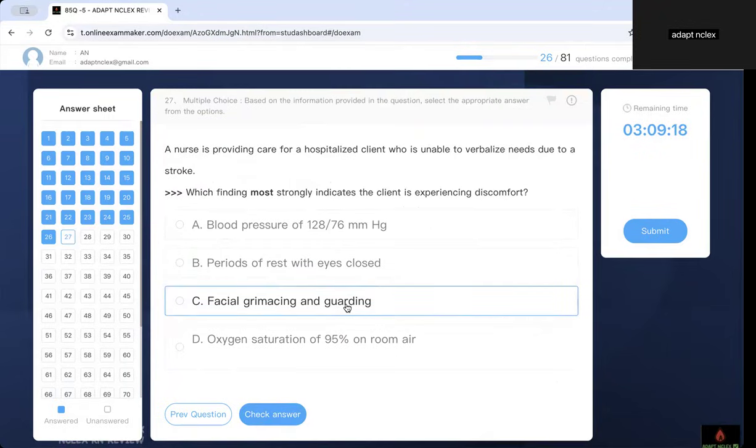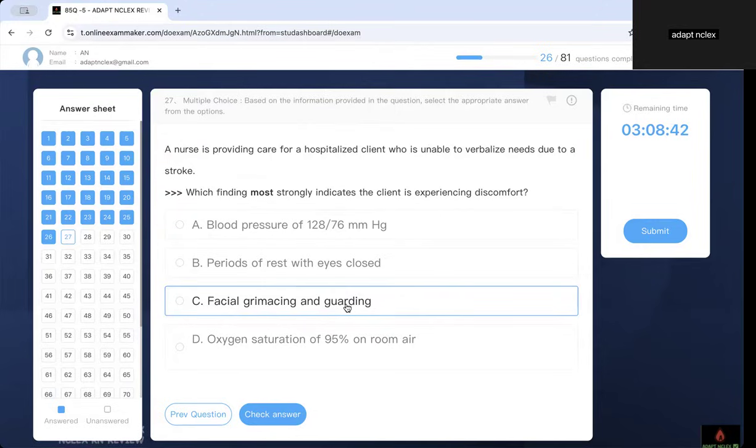Which finding most strongly indicates the client is experiencing discomfort? Basic care and comfort. Therefore, anything that will cause pain is discomfort. And then she's providing care for a hospitalized client who is unable to verbalize. He can't say anything that he is in pain due to stroke. He can't talk. How would you know the patient is in pain? Check the blood pressure of 128/76, period of rest with eyes closed, facial grimacing and guarding, and what? Oxygen saturation of 95. Which one tells you the patient is in pain?